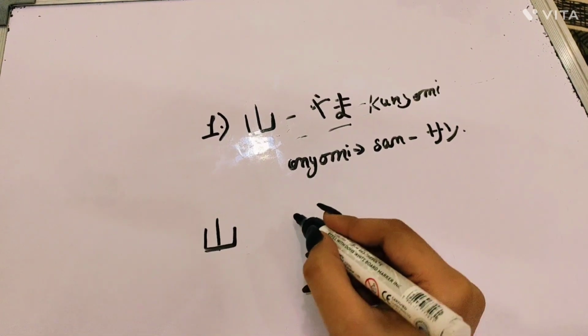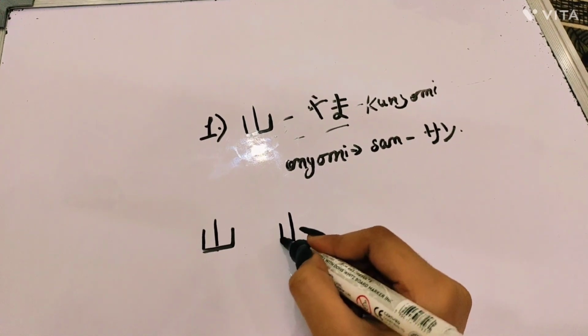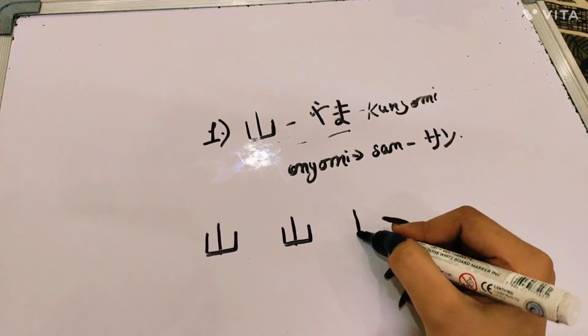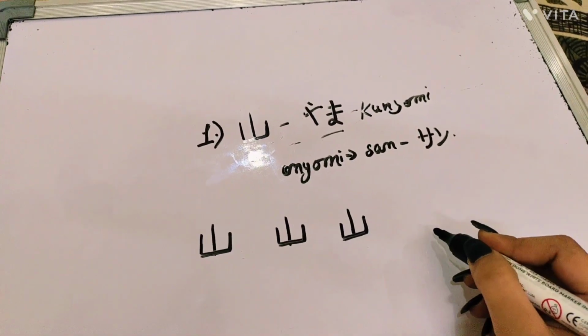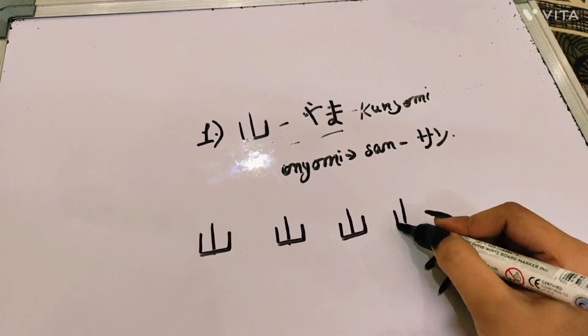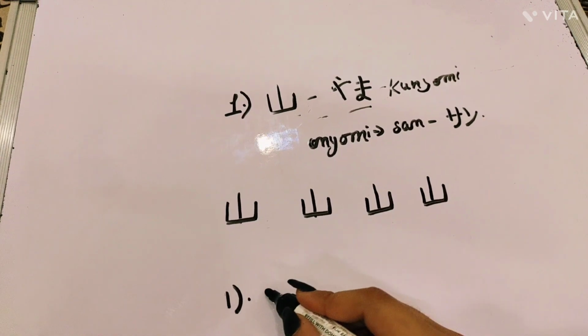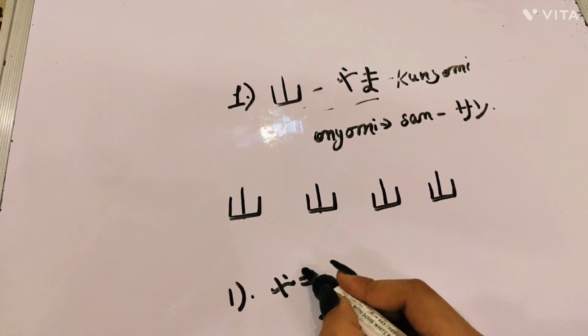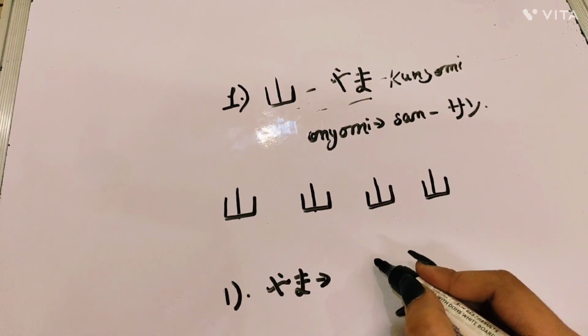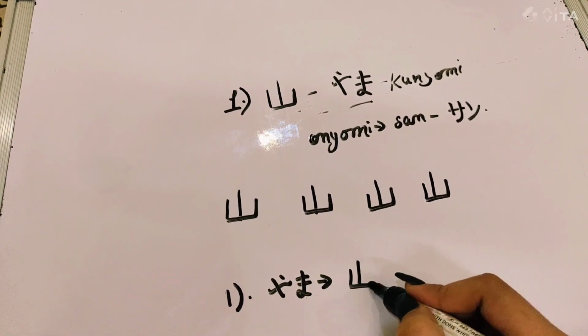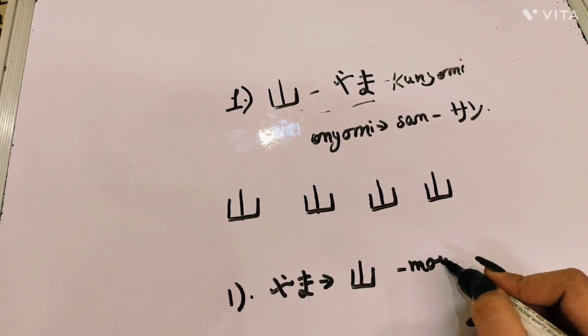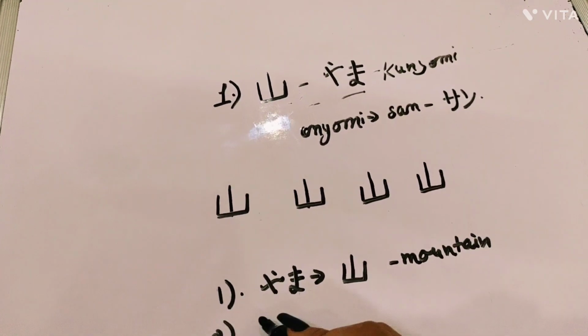Ichi, ni. Right? Now, let's do the words of Yama. First word is Yama. Yama is a mountain.